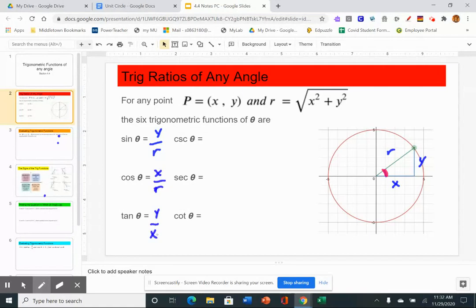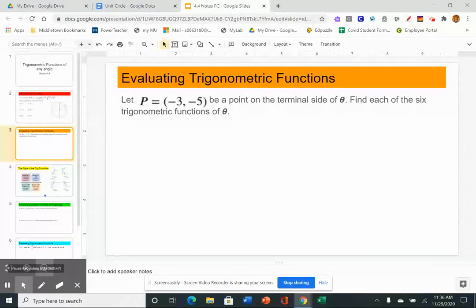And now the inverse trig functions are just the same that we've been talking about. They're the reciprocals of sine, cosine, and tangent. So cosecant is now r over y, secant is r over x, and cotangent is x over y. So those are your ratios for any point that you are given. They are very similar to the ones that we have been working with.